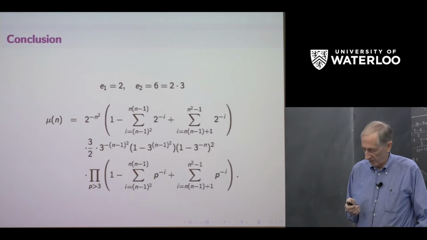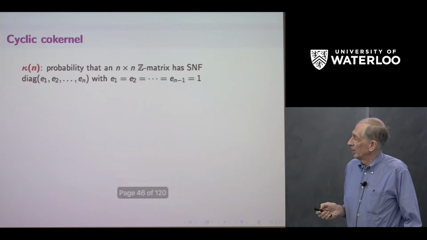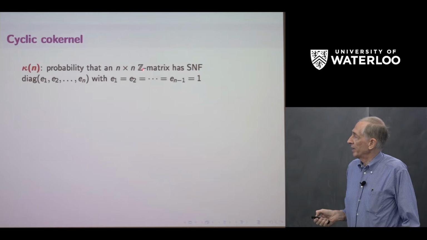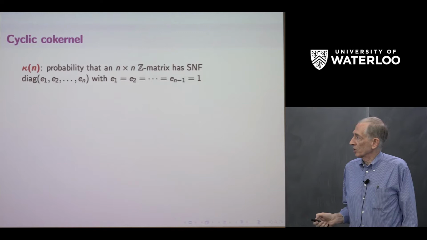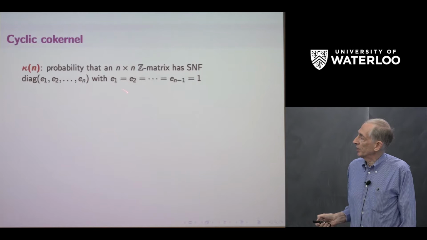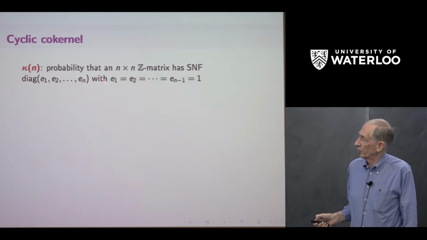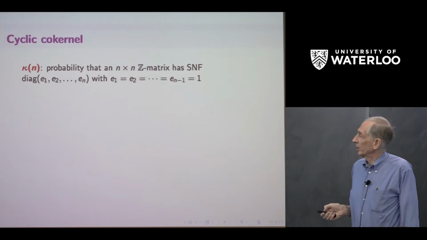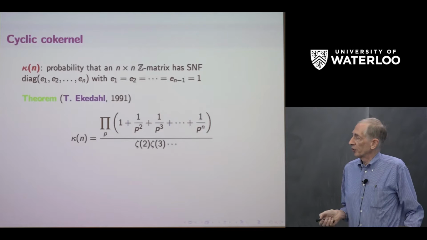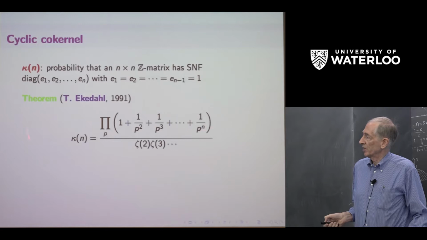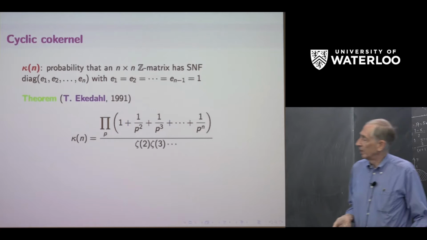And there are some interesting special cases of this. What's the probability that an n by n integer matrix has a SNF where the first n minus 1 entries are 1? This is saying that it has a cyclic cokernel, because the cokernel is the direct sum of cyclic groups of orders e_1, e_2, up to e_n. So the cokernel would just be a cyclic group of order e_n. So, the probability of a cyclic cokernel. Well, actually, this is one of the few results that was known earlier. It was due to Thorsten Ekedahl in 1991. It's given by this explicit formula, which is a special case of the more general results of myself and Yinghui Wang.